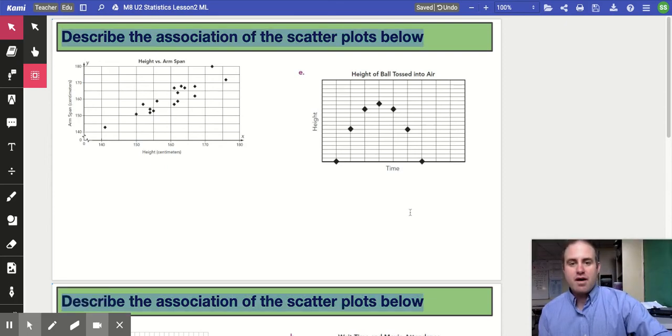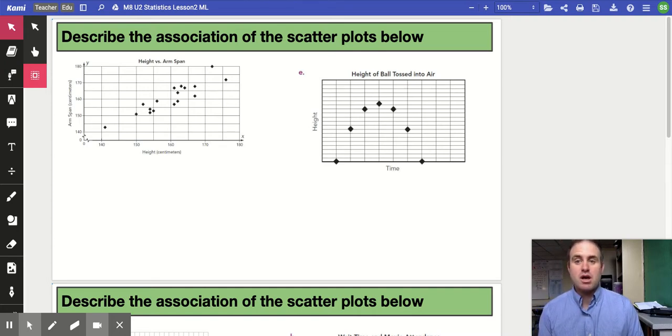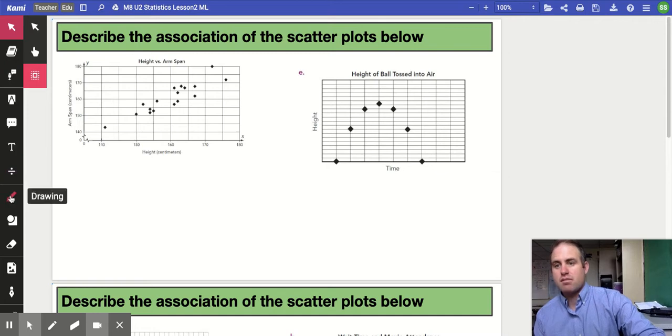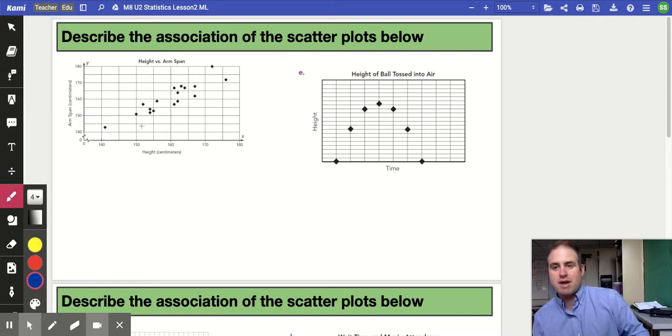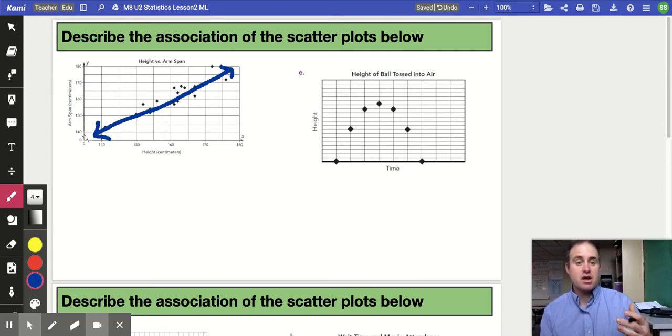All right, we have been talking about bivariate data, meaning two variables. We've also been talking about scatter plots and how we can plot this data onto what's called a scatter plot, onto a coordinate grid. And if you look at the first graph I have here, height versus arm span, we can see that this data closely matches a line. And because it closely matches a line, we can draw what's called a line of best fit. And this line of best fit kind of matches the trend of the data.